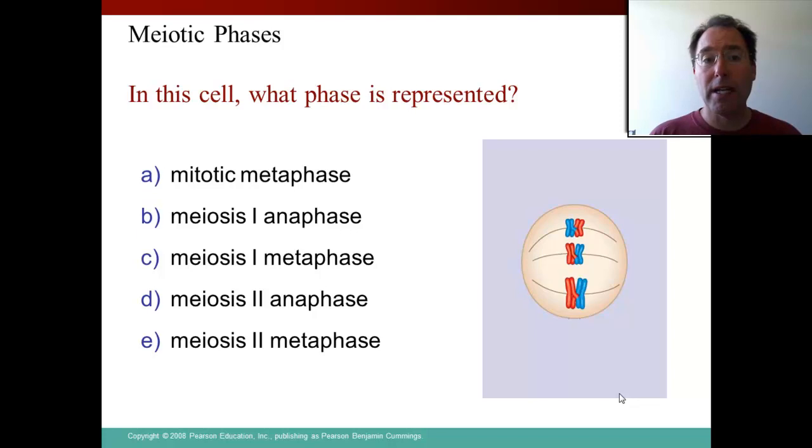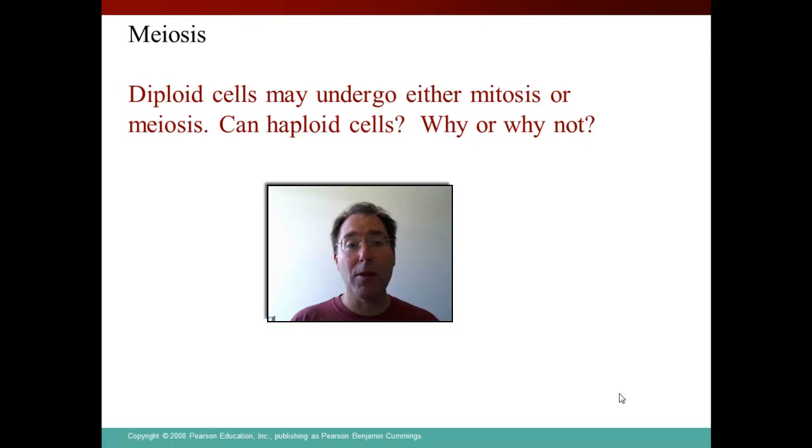Which phase is represented in this cell? I'll ask you tomorrow. Take a look at that. And then diploid cells may undergo either mitosis or meiosis. Can haploid cells? Why or why not?